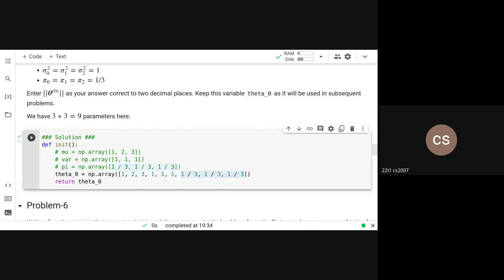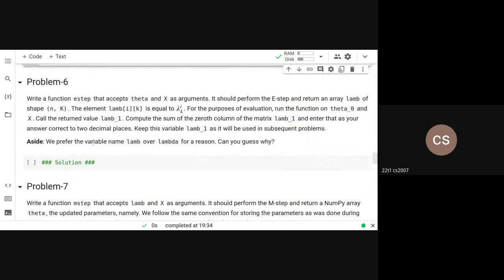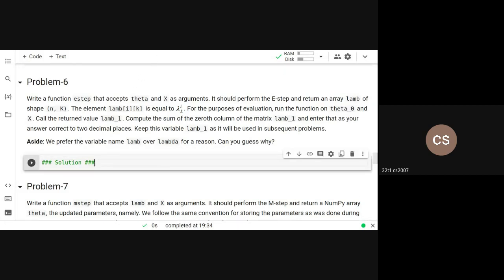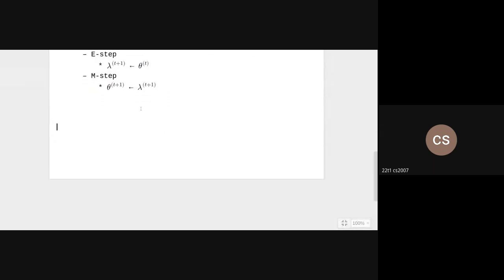Okay, once that's done, next step is the E step. E step can be tricky. So what is the E step? We have to get hold of the lambdas from the pi's, from the thetas. So we very quickly write that here, and that will help us code.